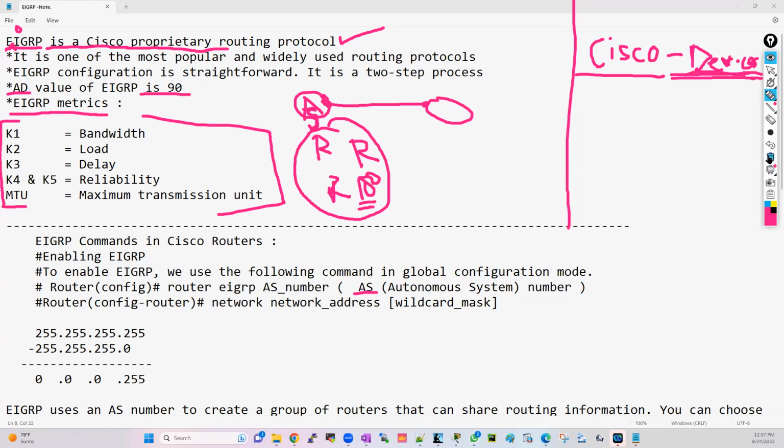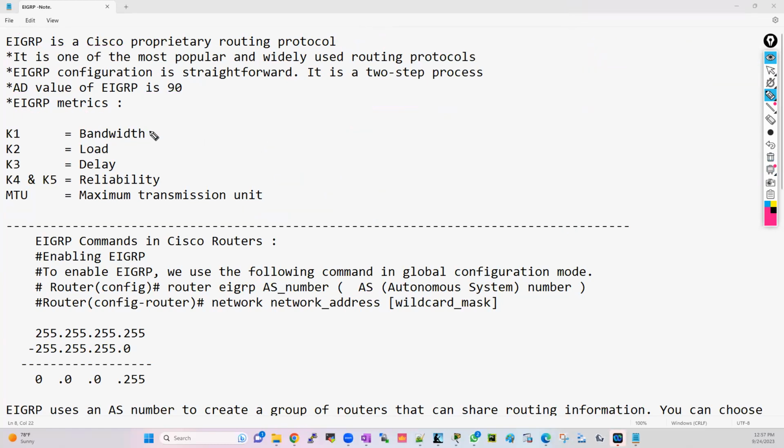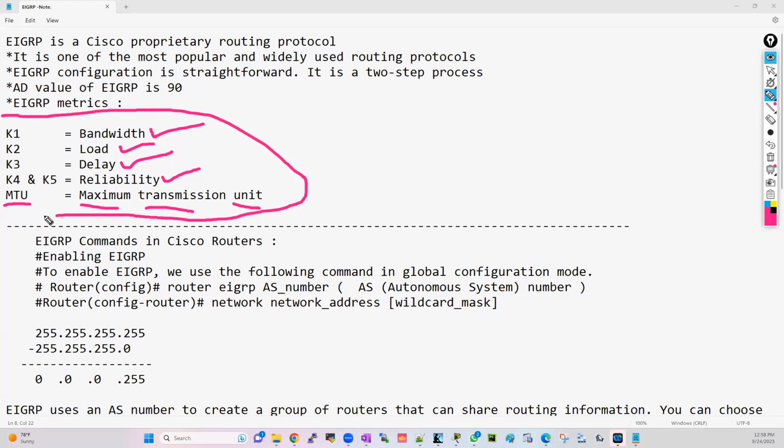Like I said before, these are the metrics it uses to form neighborship: bandwidth, load, delay, reliability, and MTU. MTU is what? Maximum transmission unit. We need to pay attention to these metrics because in interviews, they ask for them. And then they ask for the administrative value as well. Every other thing we can just know and move on.